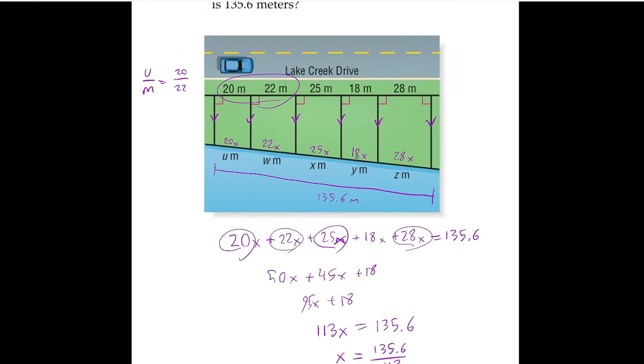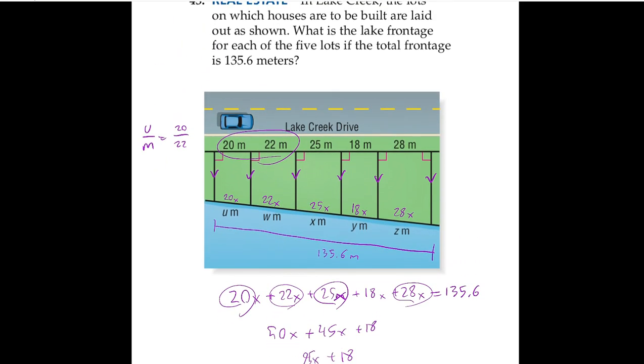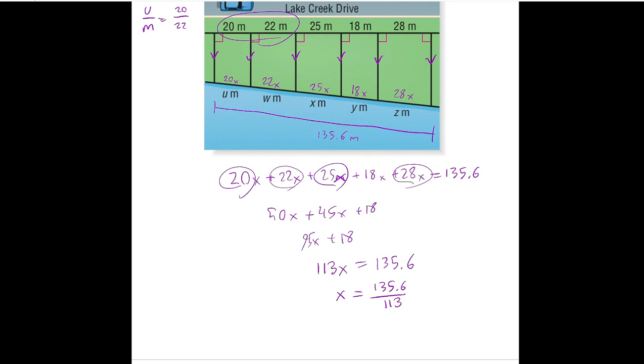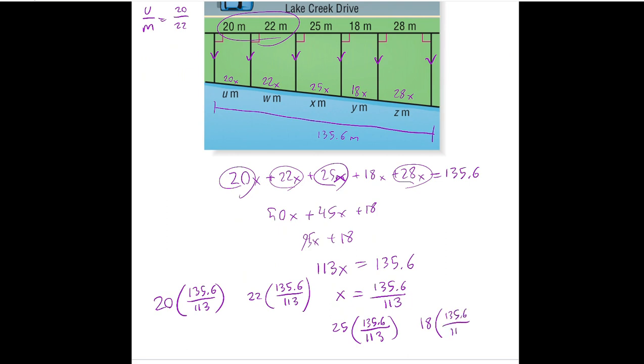All right, so if it wants to know what the lot frontage is for each of the lots, the first one is 20 times the scale factor. The second one is 22 times the scale factor. And then you just keep going. Each one is just its front times the scale factor, which is a little over 1. The next one is 18 times 135.6 over 113. And the last one is 28 times 135.6 over 113.